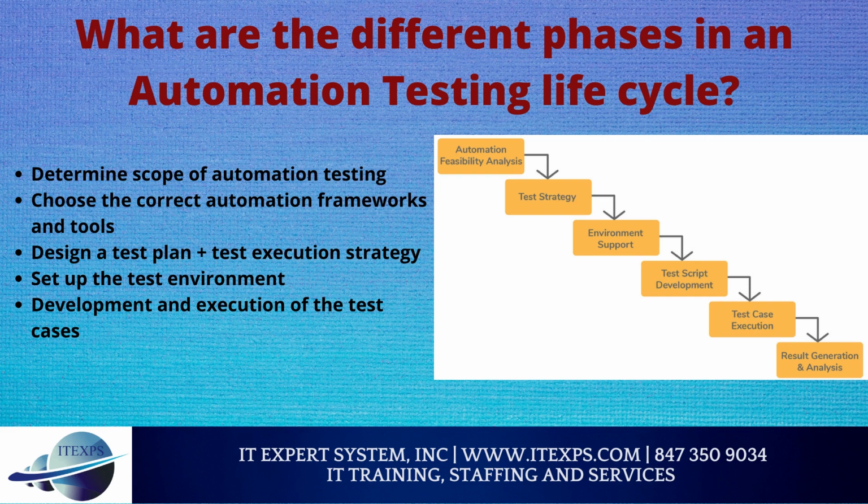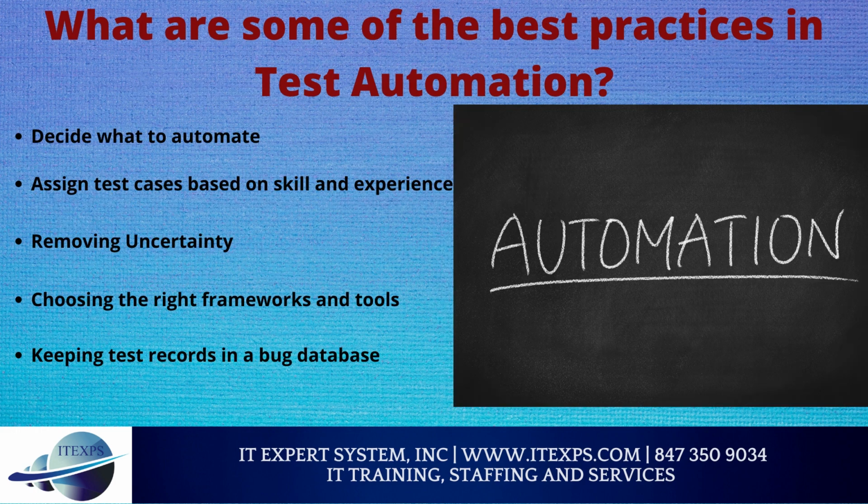What are the different phases in an automation testing life cycle? Figure out the scope of automation testing. Choose the correct automation frameworks and tools. Design a test plan and test execution strategy. Set up the test environment. Development and execution of the test cases. Analysis and generation of test reports.